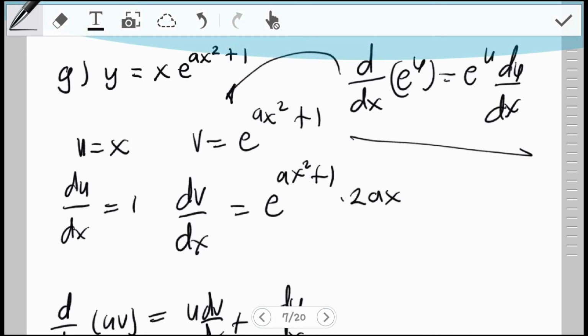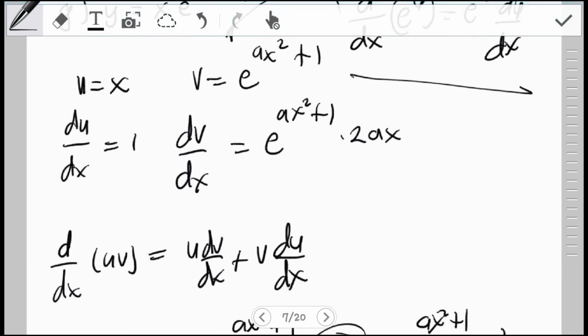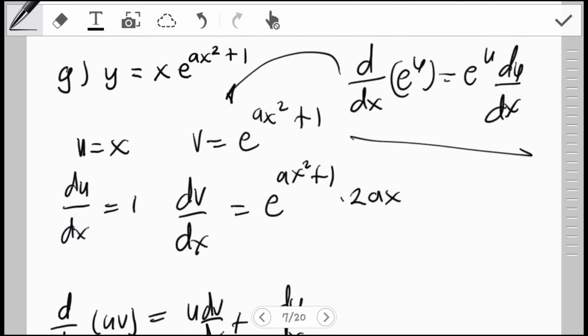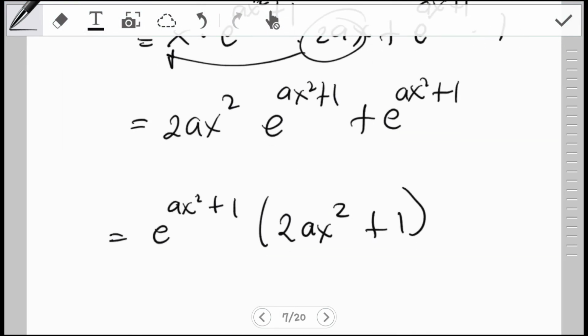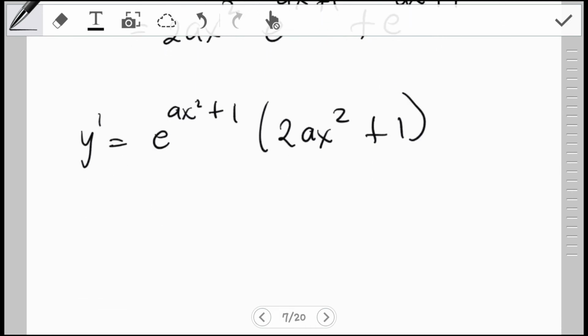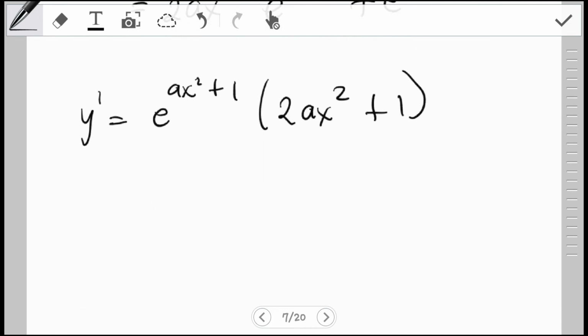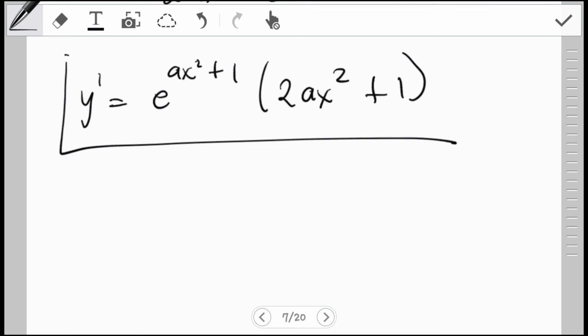Okay, so therefore the first derivative of y is equals to x e to the power ax squared plus 1, so that is equivalent of y prime is equals to e to the ax squared plus 1, then quantity of 2ax squared plus 1. Okay, so that is the final answer.